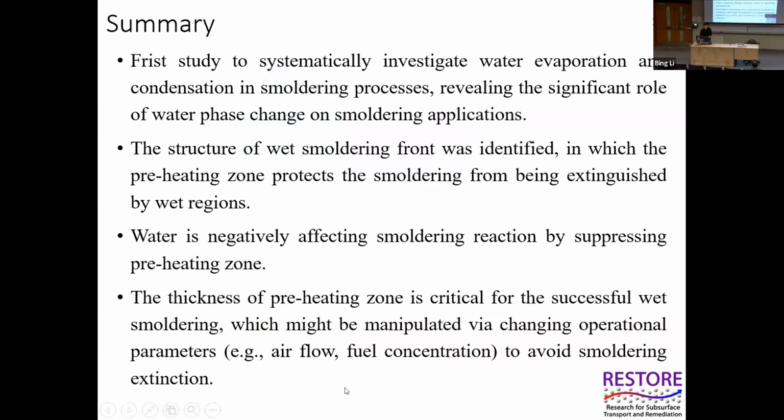In the end, as we already know, the preheating zone is significant for wide smoldering. So maybe that area can be manipulated by engineers by changing the operational parameters, for example the airflow and fuel concentration, to change the preheating zone and avoid smoldering extinction.